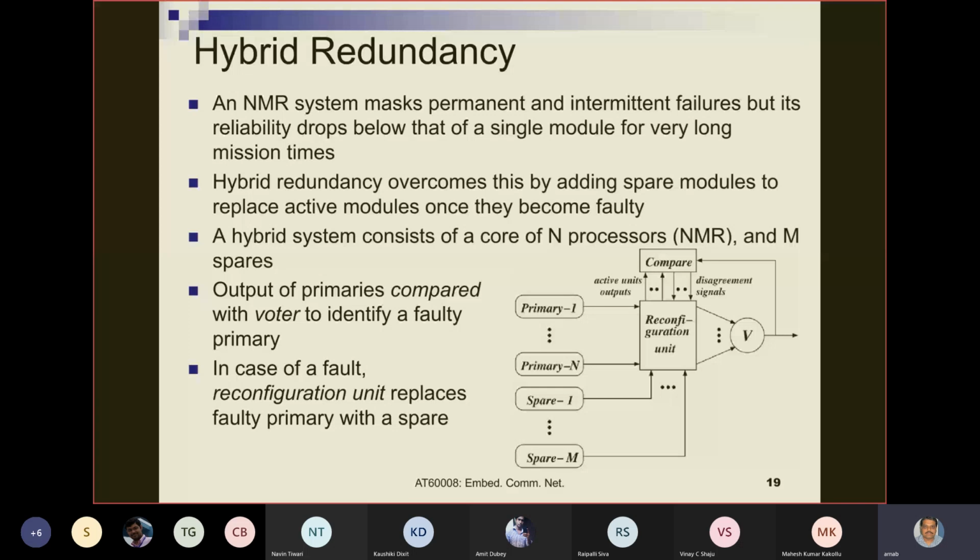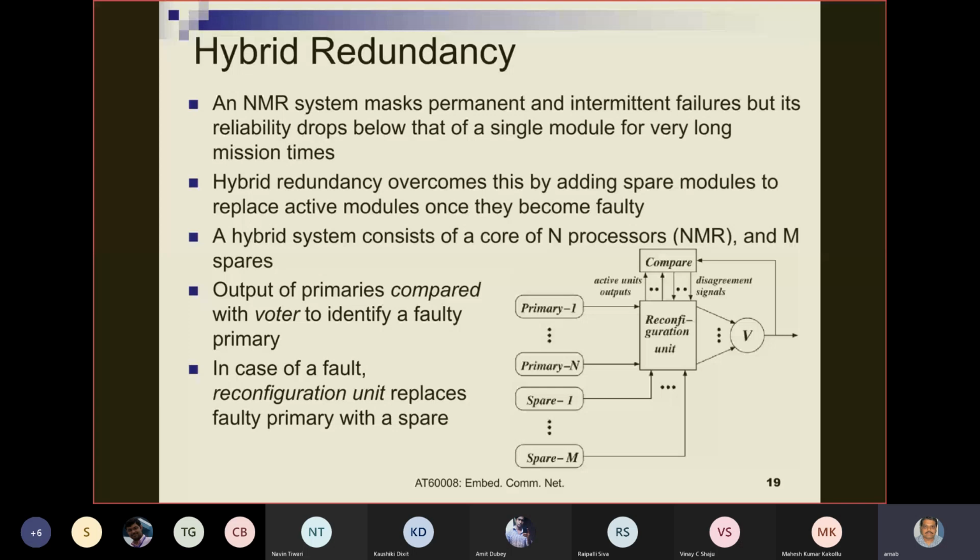It is very nice at masking permanent and intermittent failures, but when the reliability of a single module drops below a certain level, then NMR does not help. We saw that, and the total reliability of the system becomes very poor. For example, when a particular component is running for a very long time without replacement, and because of wear and tear, its reliability has reduced. So hybrid redundancy overcomes this by adding spare modules to replace active modules once they become faulty.